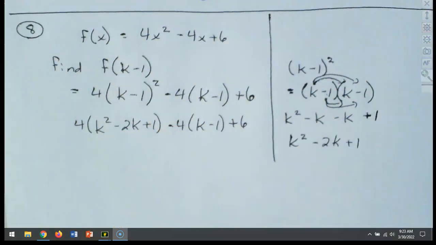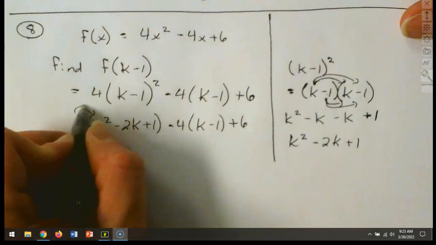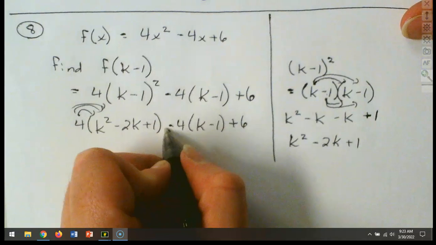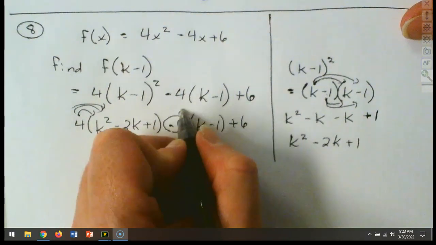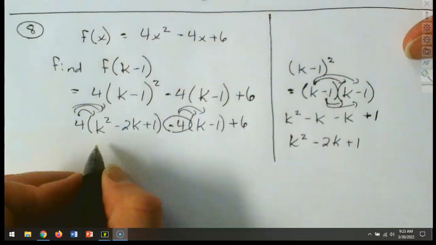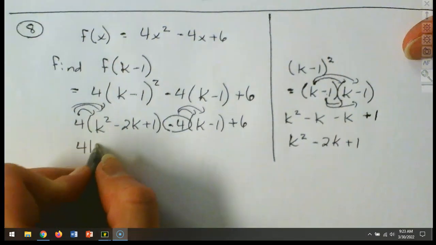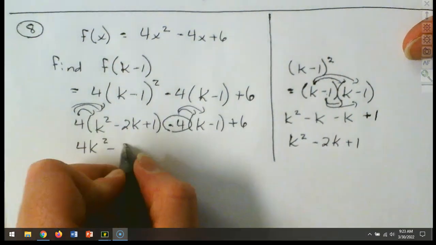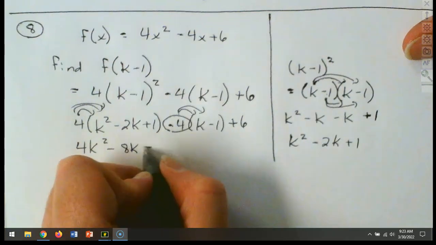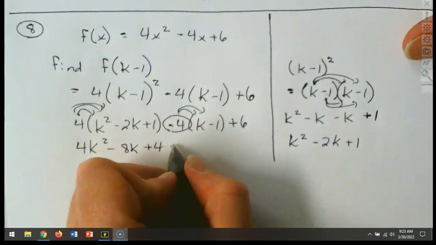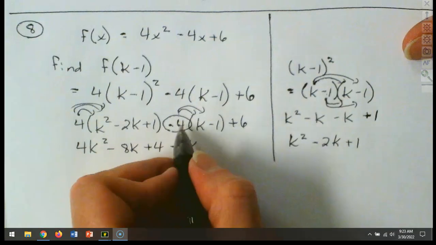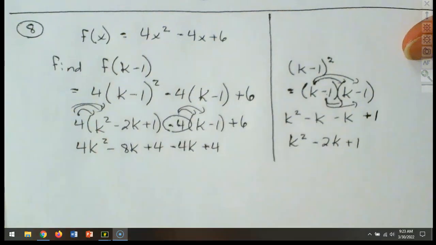Order of operations says we do the exponents first, which we did. Distribute that 4 through. Distribute that negative 4 through. Watch your signs here. And then we'll clean it up after that. So now we've got 4k squared minus 8k plus 4. And then we've got a minus 4k. Negative and negative makes it a positive 4 and a positive 6.